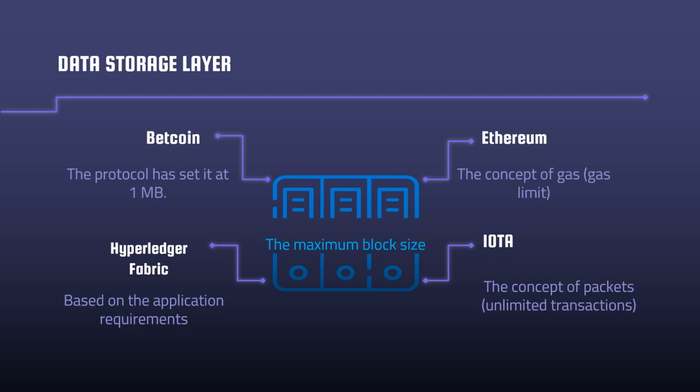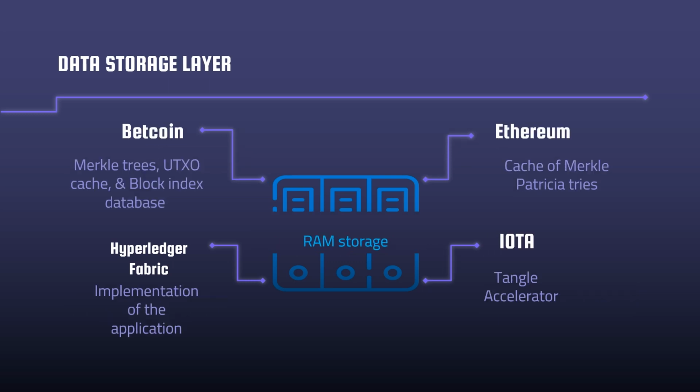Let's move to the next feature, maximum block size. The protocol has set it at 1 megabyte in Bitcoin, while Ethereum uses the concept of gas limit. Fabric is based on the application requirements, and IOTA uses the concept of the Tangle, where the transaction is without limits. The last feature, RAM storage.